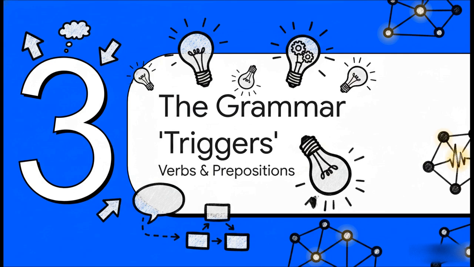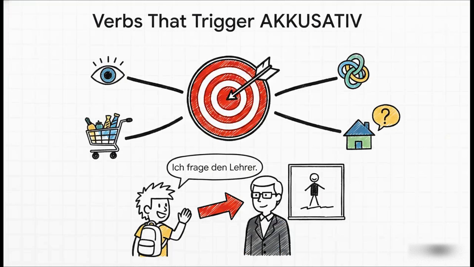Okay, so you get the concepts, and you've seen how the words change, but how do you decide which one to use when you're actually speaking? Well, here's the good news. A lot of the time, you don't actually have to guess. Certain words act like triggers that automatically force you to use a specific case. Lots of verbs that involve a direct action are going to trigger the accusative. Verbs like sehen, to see, kaufen, to buy, or brauchen, to need, they all take a direct object. I mean, you need something, right?